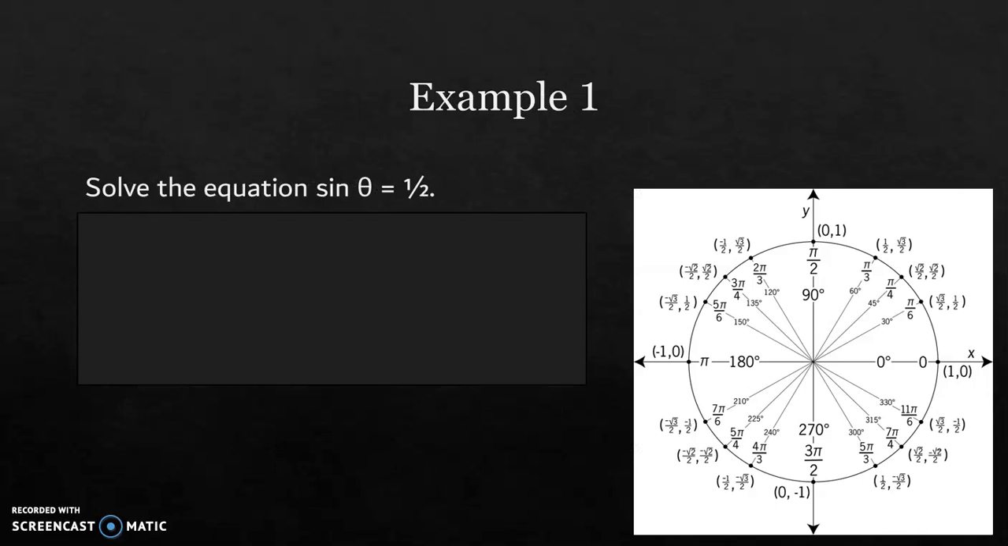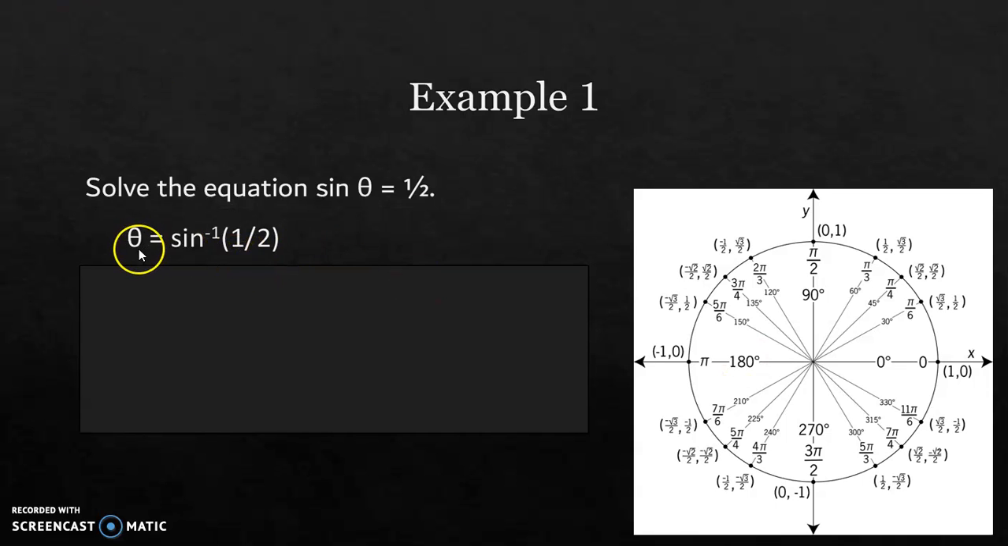In example 1, we need to solve the equation sine theta equals 1/2. So notice our trig function is already alone. So all I need to do is use an inverse trig function on both sides of this to get theta alone. That would look like this. Theta equals sine inverse of 1/2.